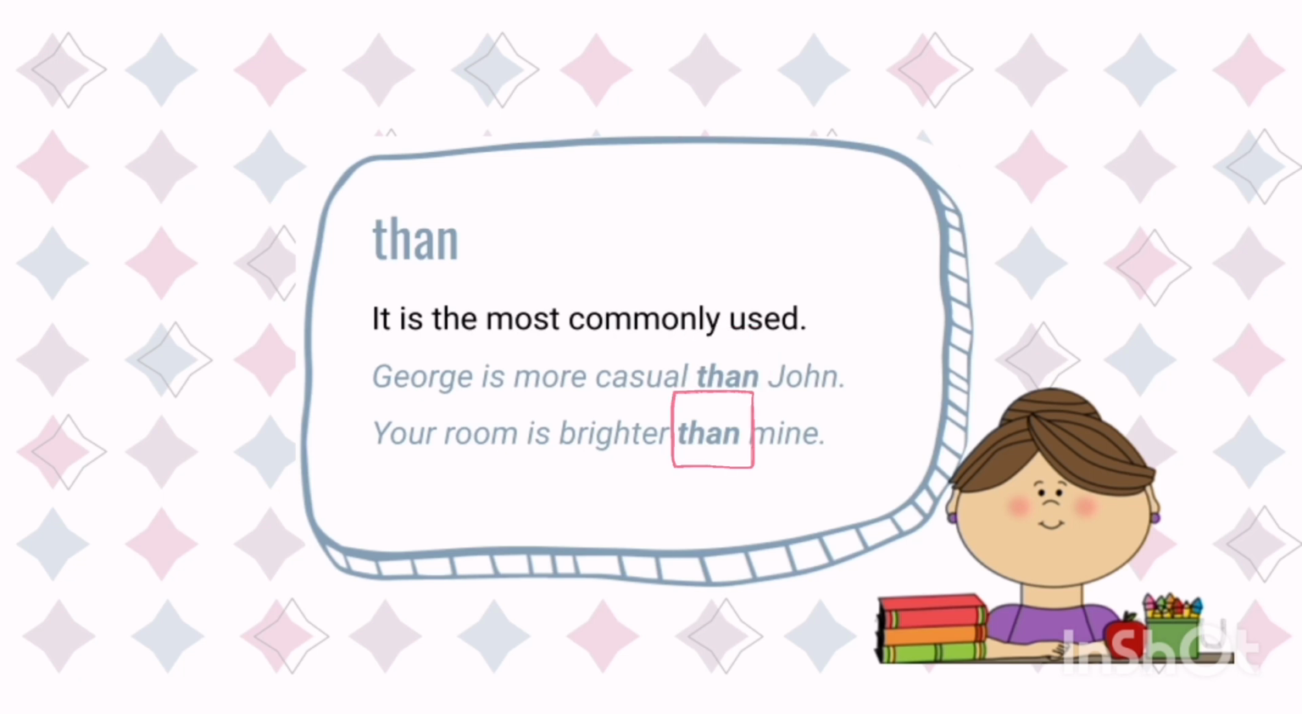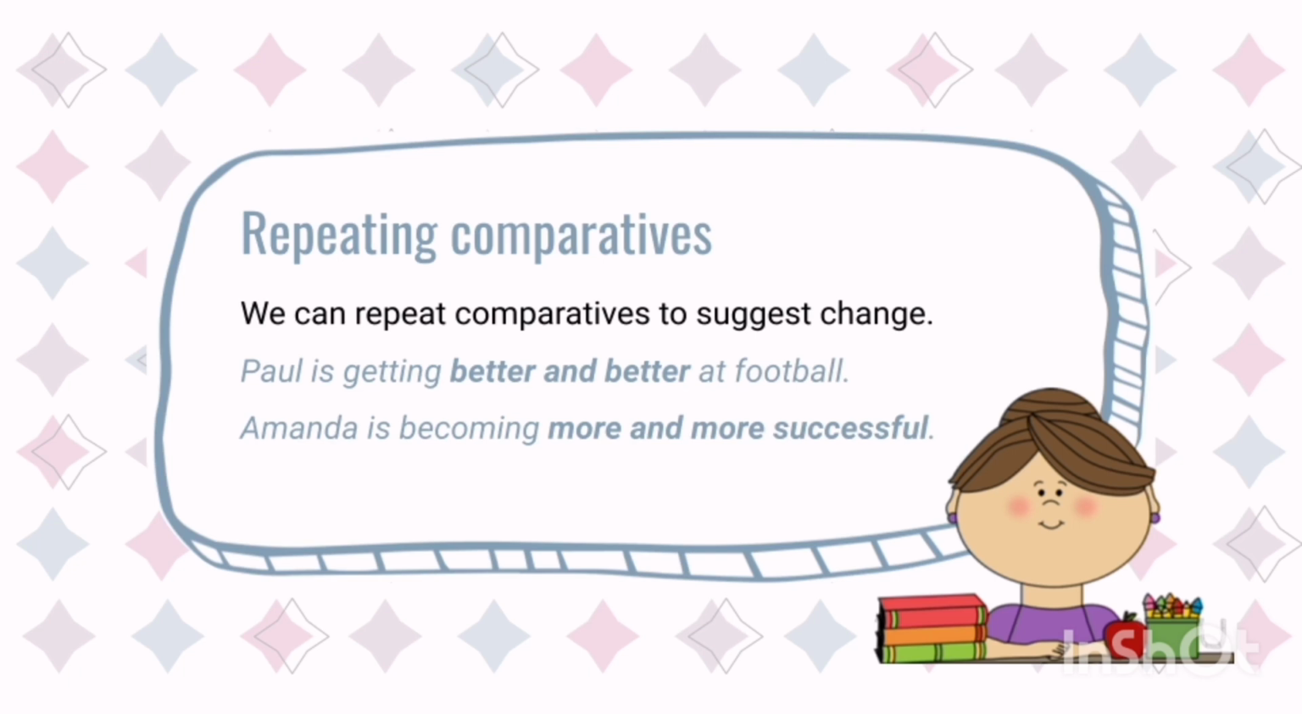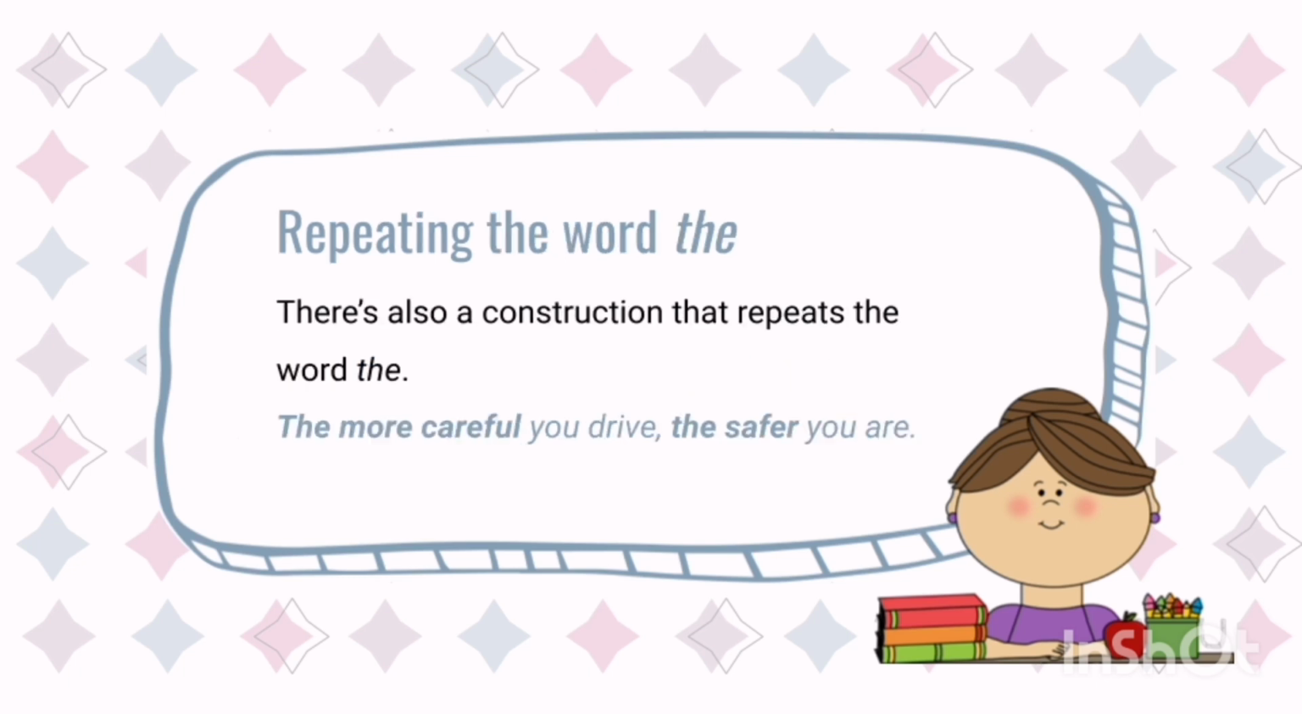Your room is brighter than mine. We can also repeat comparatives to suggest change. For example, Paul is getting better and better at football. Amanda is becoming more and more successful. We can also use a construction that repeats the word the. The more carefully you drive, the safer you are.